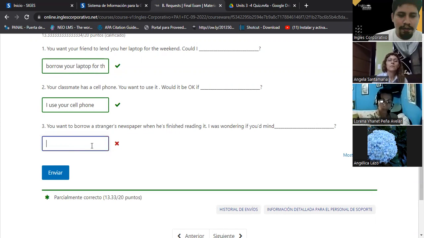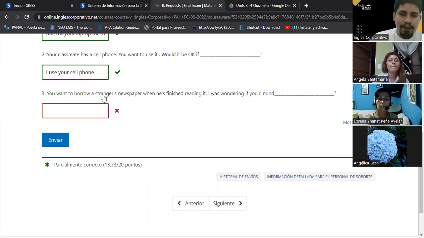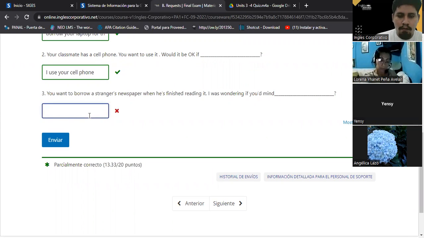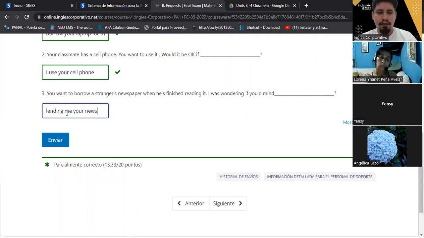Jency, you are going to answer number three. Just take a look. It says, you want to borrow a stranger's newspaper when he is finished reading it. And we have part of this request. It says, I was wondering if you mind lending me your newspaper. Let's try. Lending me your newspaper. No, it must be your. Okay.